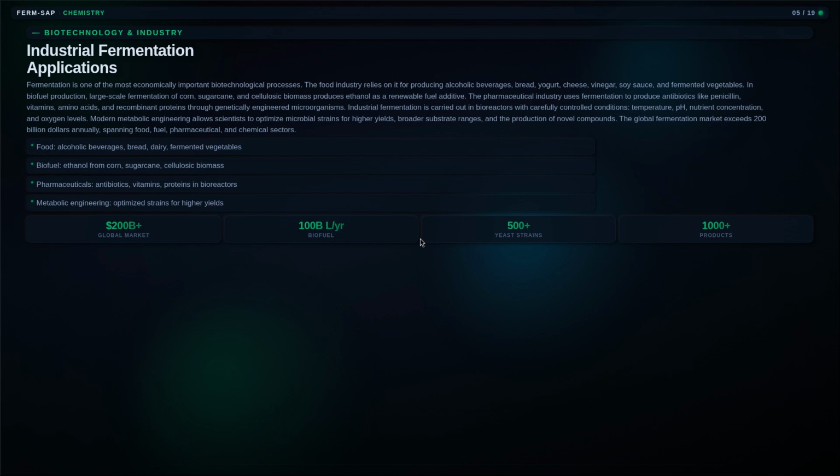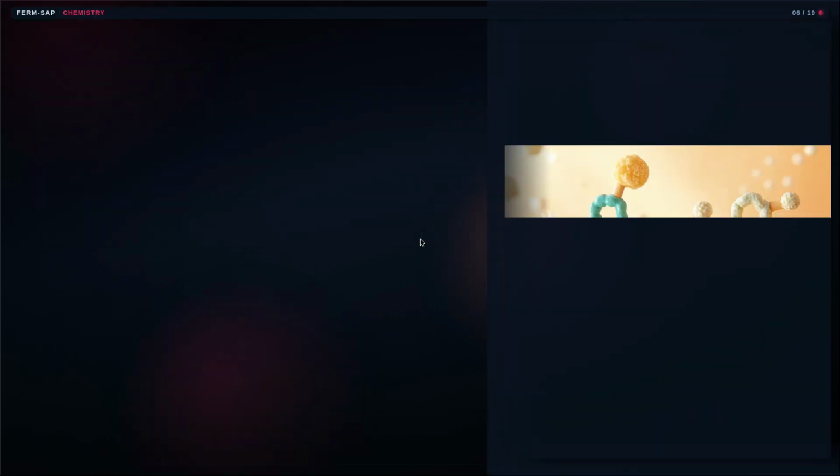The pharmaceutical industry uses fermentation to produce antibiotics like penicillin, vitamins, amino acids, and recombinant proteins through genetically engineered microorganisms. Industrial fermentation is carried out in bioreactors with carefully controlled conditions including temperature, pH, nutrient concentration, and oxygen levels. The global fermentation market exceeds $200 billion annually, spanning food, fuel, pharmaceutical, and chemical sectors.